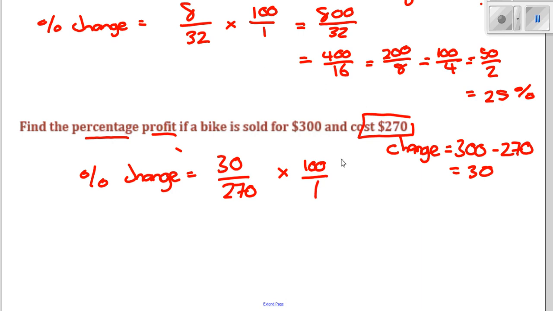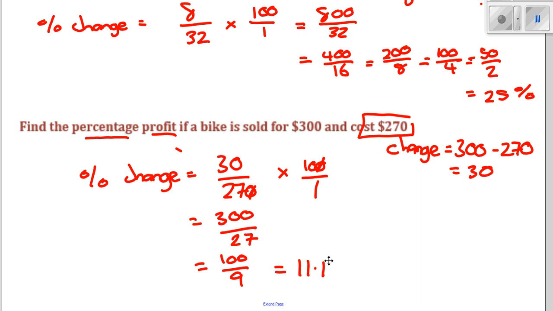Cancel diagonally. We'll get 300 over 27, which simplifies by dividing by 3. That will give us 100 over 9. Getting a little bit tricky. You could do it on the side. You could do 100 divided by 9 on the side by doing the divisions like I like to do. 100 divided by 9 would give us 11.1 recurring percent.